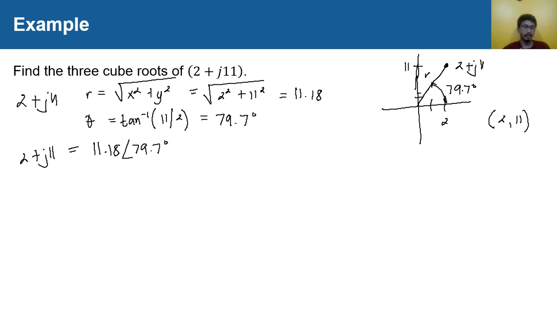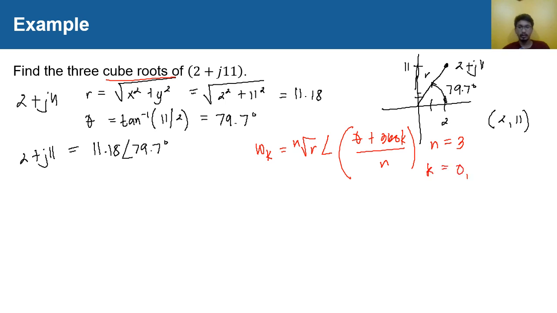Again, our formula for the root is w sub k is equal to the nth root of r, bar angle, theta plus 360k over n. For this case, we have a cube root, so n is equal to 3. Therefore, your k is 0, 1, up to n minus 1. So 3 minus 1, we have 2.